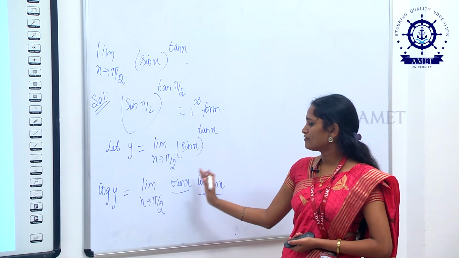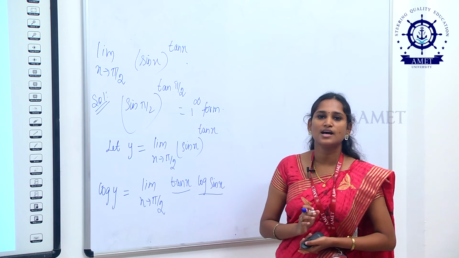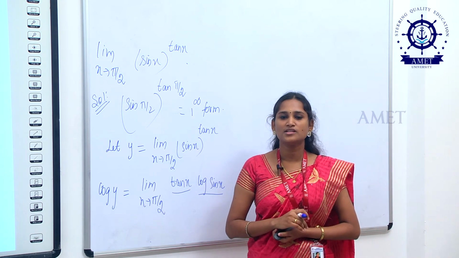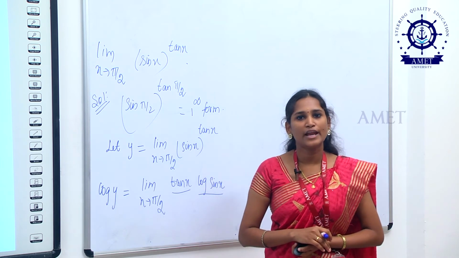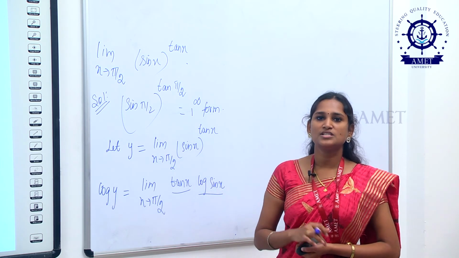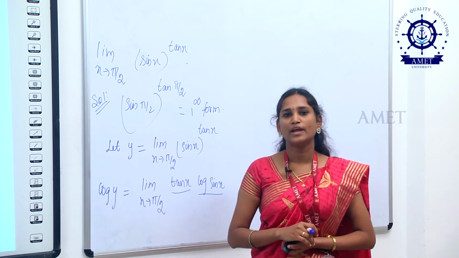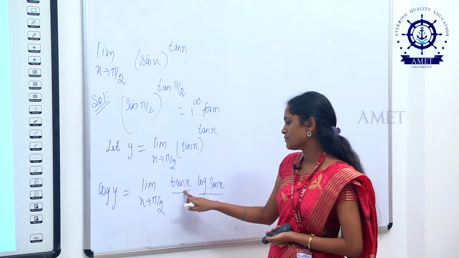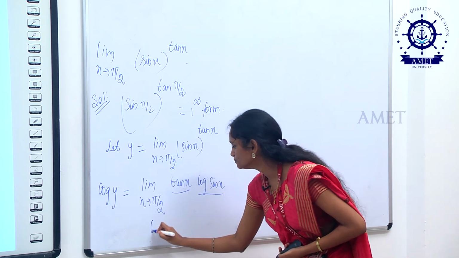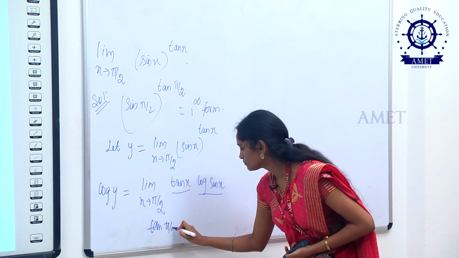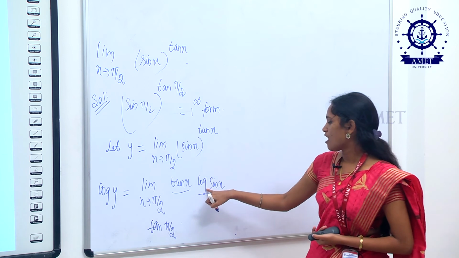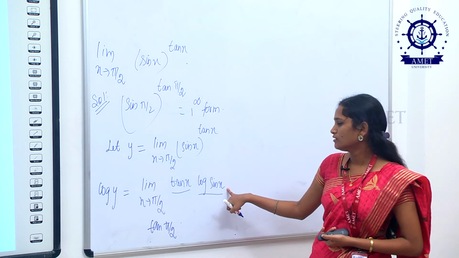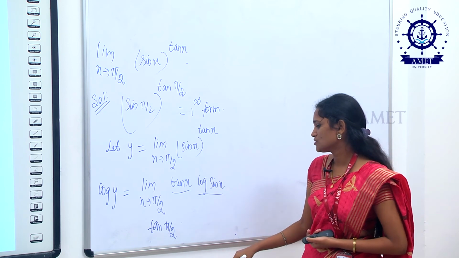So it is a product of two functions, and a product of two functions means it may have a 0 into infinity form. So now we have to check whether it is a 0 into infinity form or not. So now substitute x value pi by 2. So tan pi by 2 into log of sin pi by 2. So sin pi by 2 is nothing but 1, so log 1 is nothing but 0.